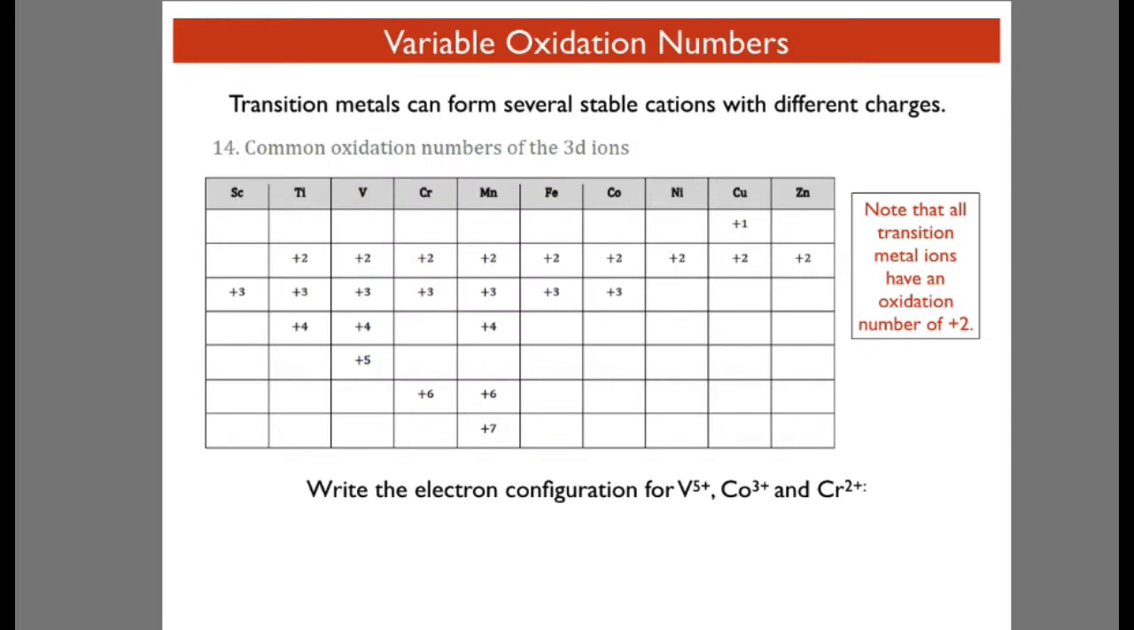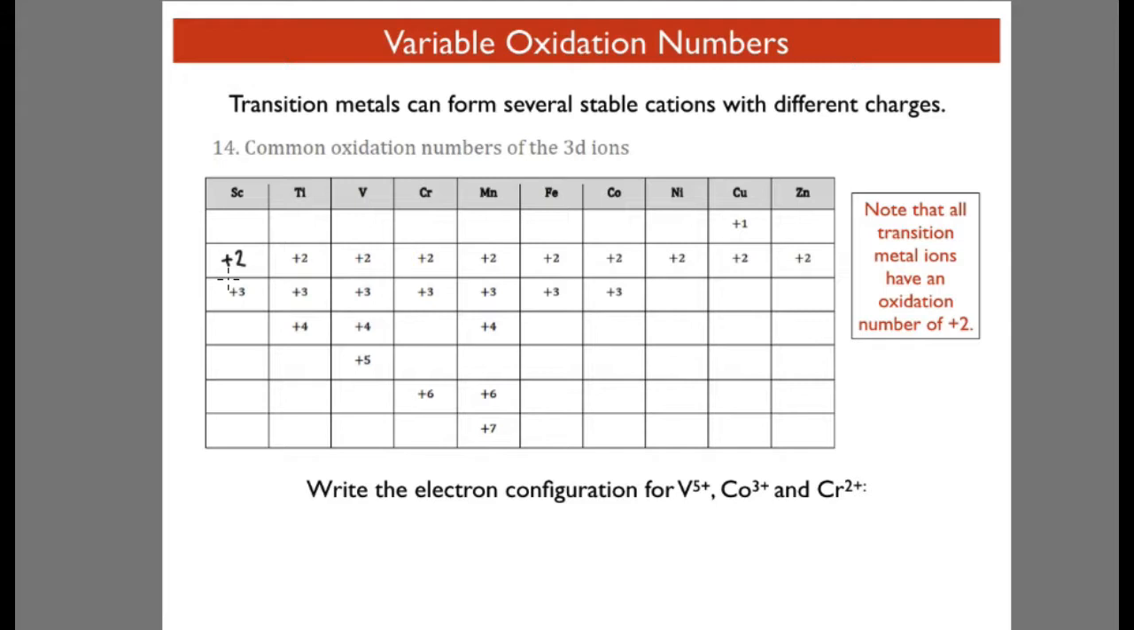Let's have a look. Transition metals can form several stable cations with different charges. You have a look at these. Do remember that there should be 8 plus 2 here too now, because of those recent findings. So all the transition metal ions have an oxidation number of +2, and if you think about it, that's obvious because the 4s electrons are being lost every time, and then it varies a little bit.